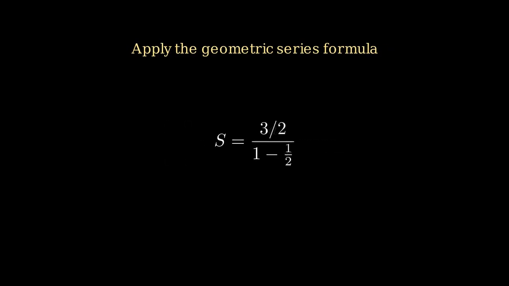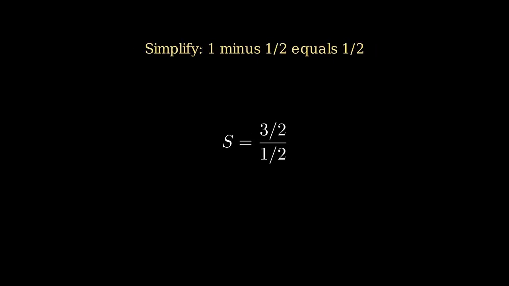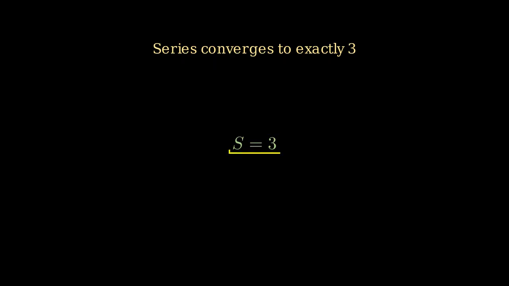Sum equals a divided by (1 minus r). That's 3 over 2 divided by (1 minus 1 over 2). The bracket 1 minus 1 over 2 simplifies to 1 over 2. So we have 3 over 2 divided by 1 over 2. Dividing by 1/2 is the same as multiplying by 2, so the 2's cancel and we're left with exactly 3. The series converges to 3.